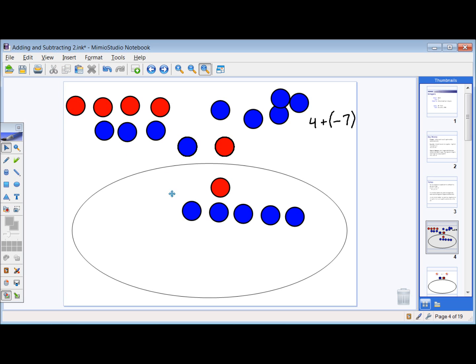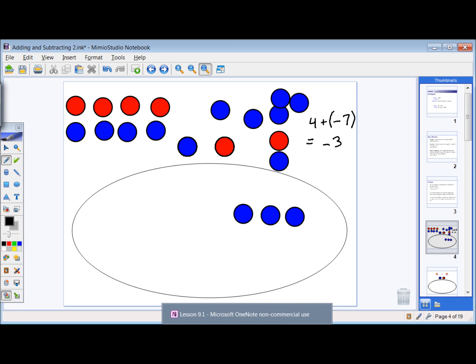So I'm taking away all my 0 pairs. Every time I take away a positive, I need to take away a negative too. And so I've taken away all my 0 pairs. 1, 2, 3, 4, 5. Well, I think I added 1, so I think it was 4 0 pairs I took away. But anyways, I have 3 negatives left. 1, 2, 3 negatives. So my answer is negative 3. Negative 3 is my answer here.